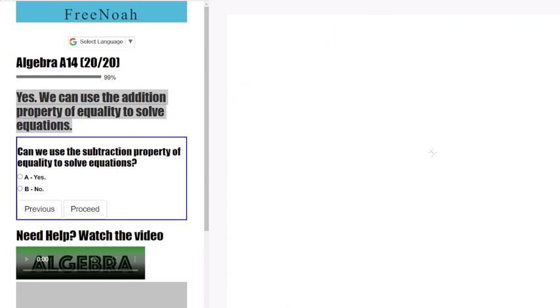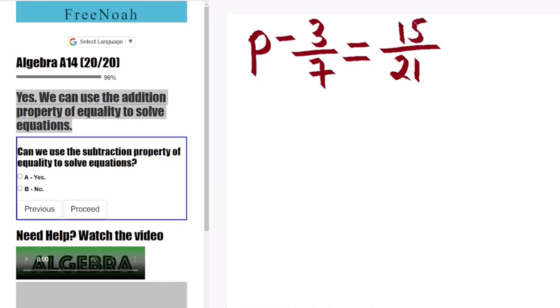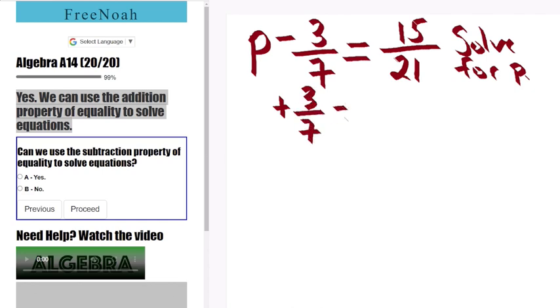Let's move on to another example here. Let's give you a different example. P minus 3 over 7 equals 15 over 21. So we're going to solve for P. What we're going to do is add 3 over 7 on both sides of the equation, plus 3 over 7, plus 3 over 7.